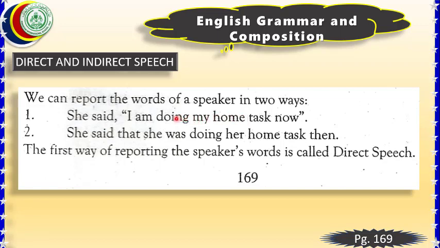For example, I am talking with Ahmed and I am saying, Ahmed, she said, she is someone else. She said, comma, inverted commas begin, I am doing my home task now, inverted commas closed, full stop. This is the second method now. She said that she was doing her home task then.